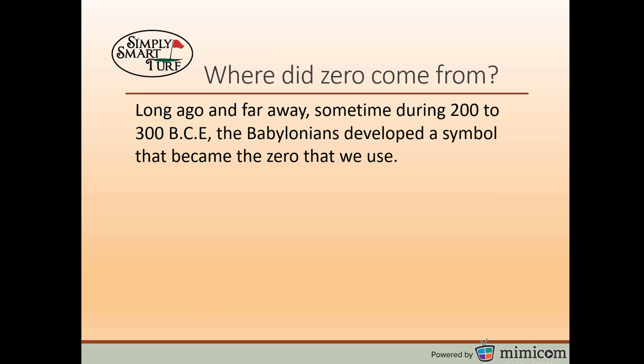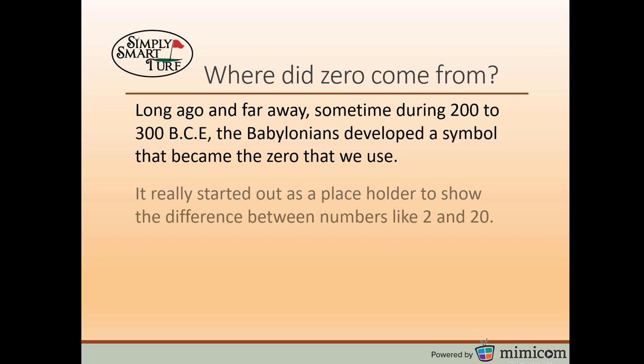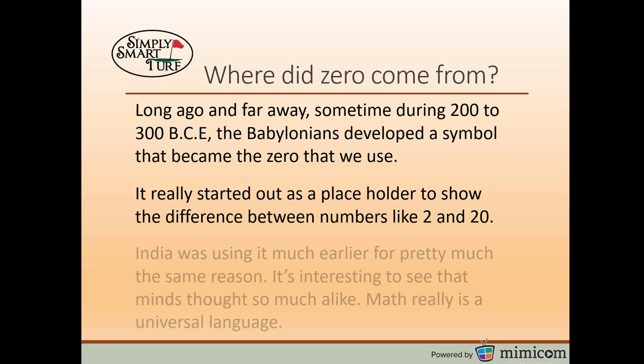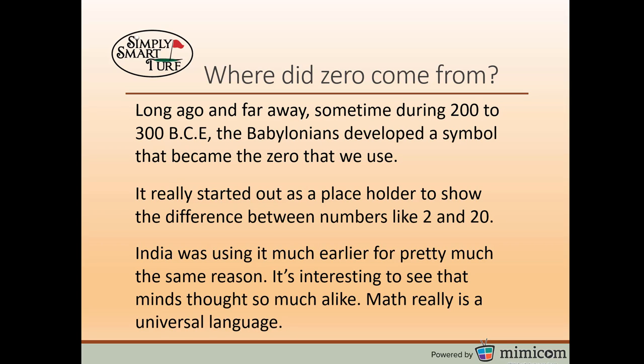Long ago and far away, sometime during 200 to 300 BCE, the Babylonians developed a symbol that became the 0 that we use. It really started out as a placeholder to show the difference between numbers like 2 and 20. India was using it much earlier for pretty much the same reason. It's interesting to see that minds thought so much alike. Math really is a universal language.